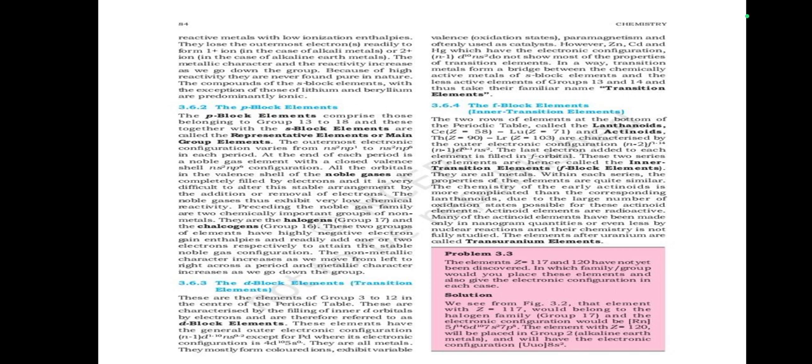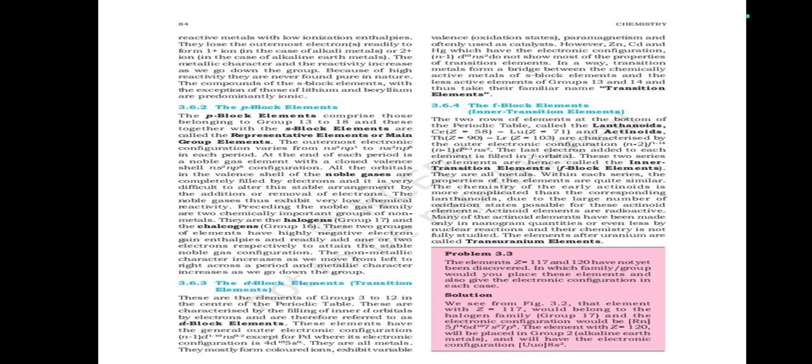The chemistry of the earlier actinoids is more complicated than that of the corresponding lanthanoids due to the large number of oxidation states possible for these elements. Actinoid elements are radioactive. Many of the actinoid elements have been made only in nanogram quantities or even less by nuclear reactions, and their chemistry is not fully studied. The elements after uranium are called transuranium elements.